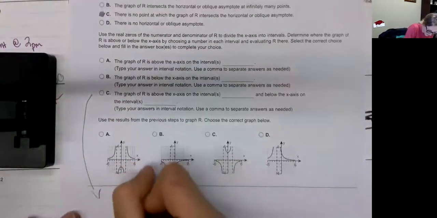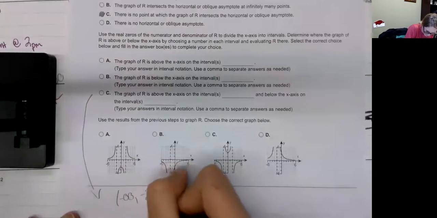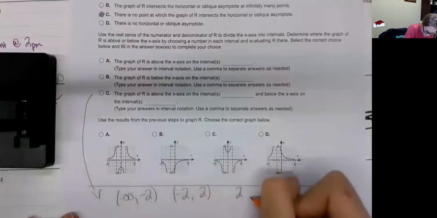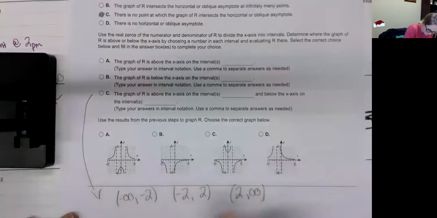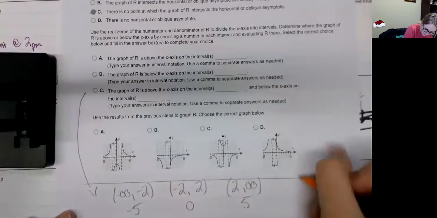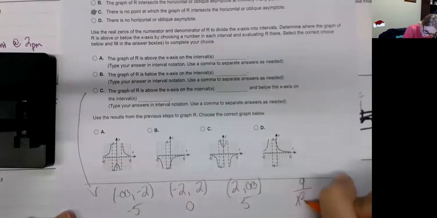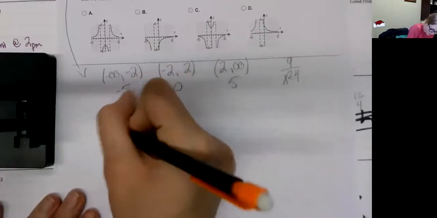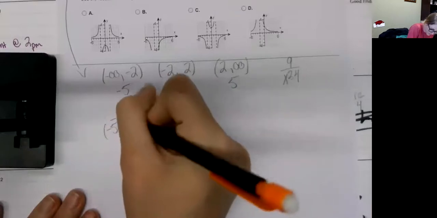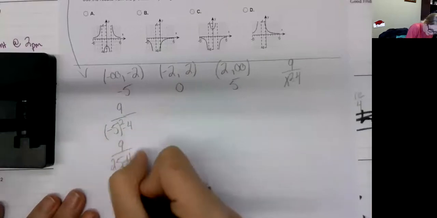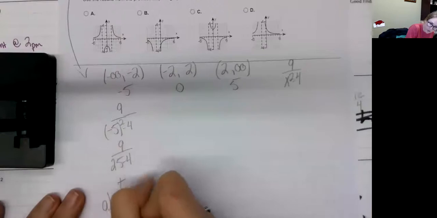All right. Now then we're going to do our intervals. So we have negative infinity to -2. Then we have -2 to 2. We have 2 to infinity. So let's use -5, 0, and 5. And then we have 9 over x squared subtract 4. So 9 over -5 squared subtract 4. That would have been positive 25 subtract 4, so it would have been positive, so above.